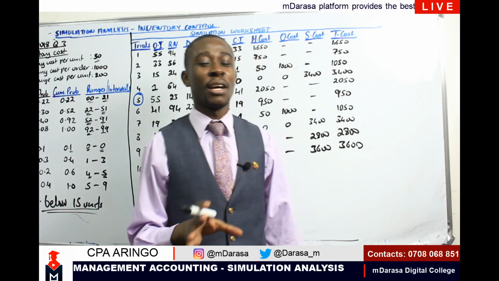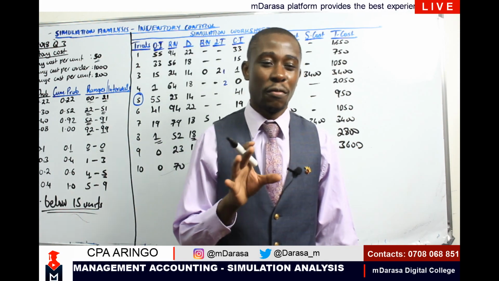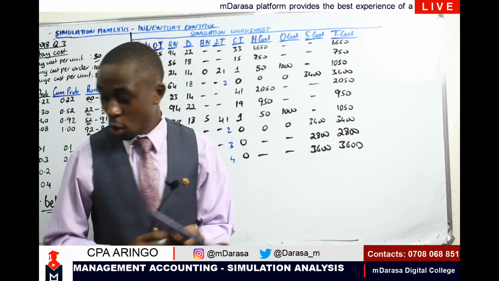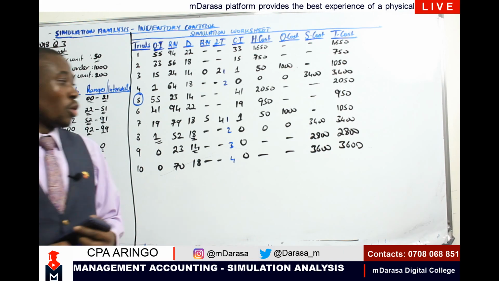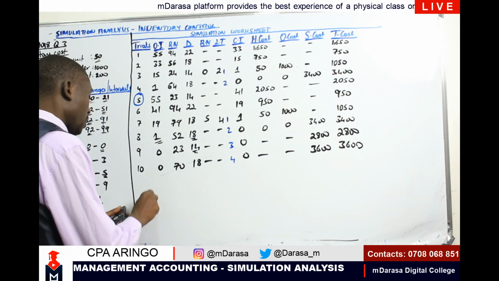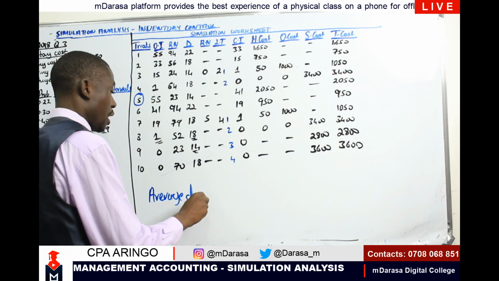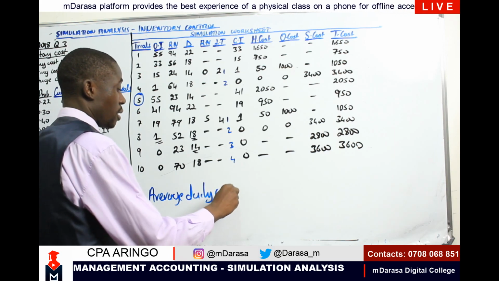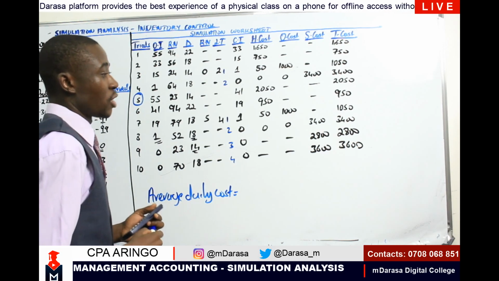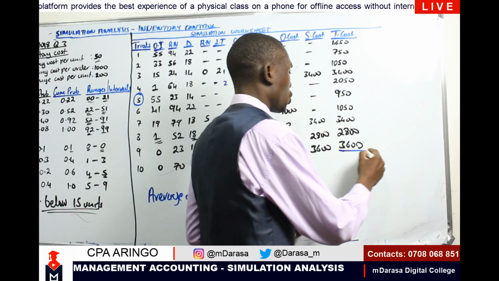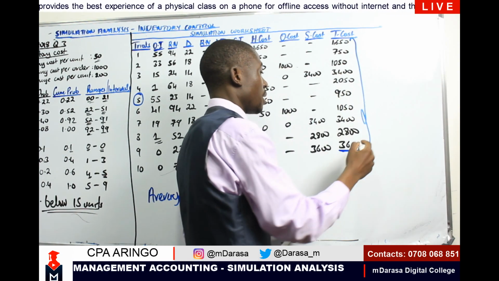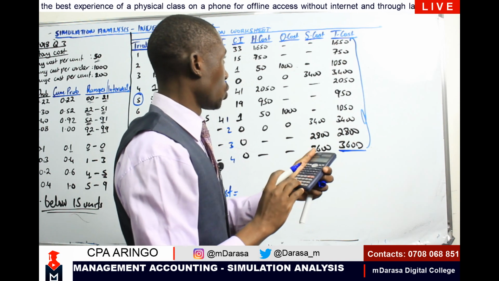And that is what the examiner wanted us to determine in the first case. Then recall, on the same question you were asked to give the average daily cost. Looking at our average daily cost, we need to determine our total cost here.